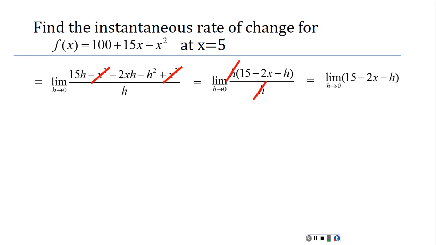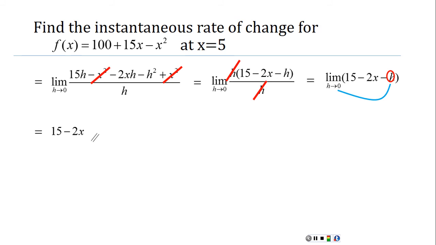Okay. So I still haven't plugged in 0 yet. So I still haven't taken the limit yet. So I have to write, I'm still taking the limit as h goes to 0 of this function. But now, finally, after I've canceled, I can now plug 0 in for h. So that's my next step. I'll plug 0 in for h. Boom. And it leaves me with 15 minus 2x.